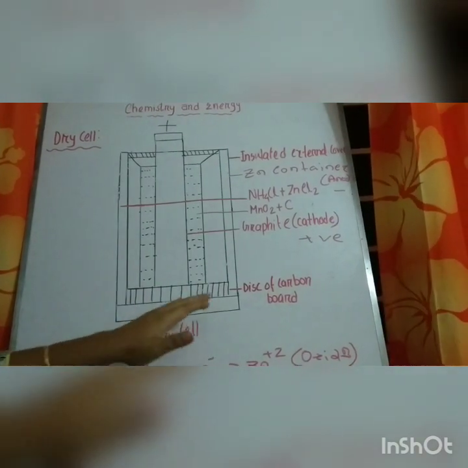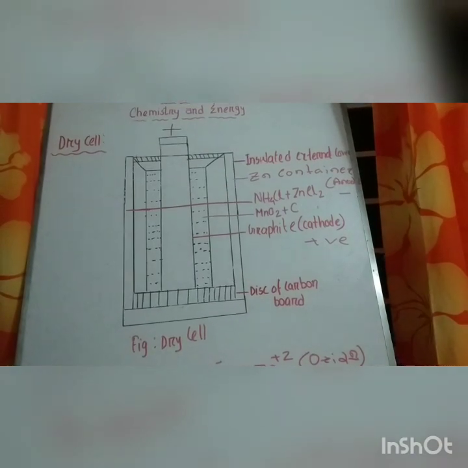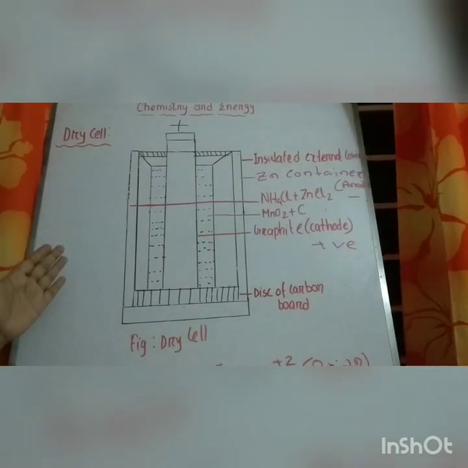And at the bottom portion a disc of carbon board has been placed. And for making the cell leak proof, iron layering can be used on the upper portion of the zinc. Now come to the working process.